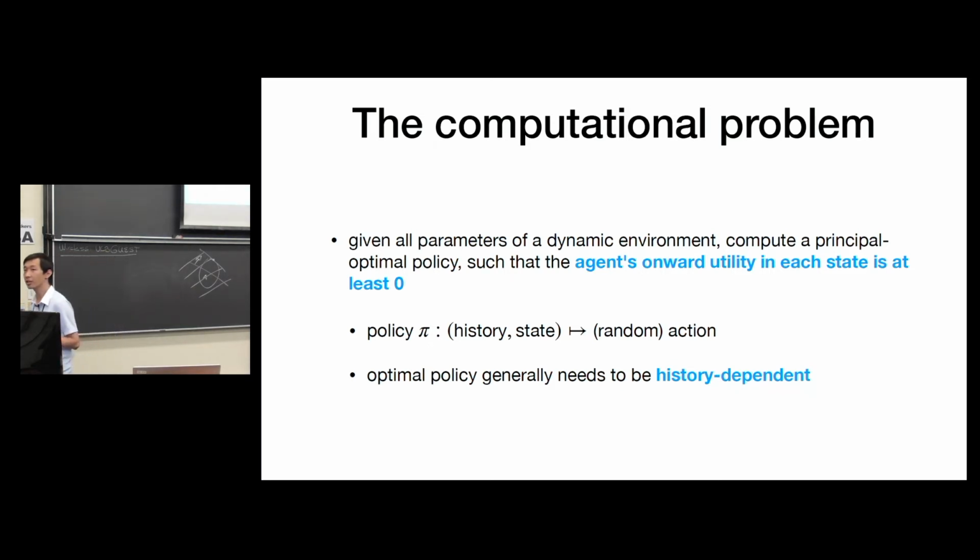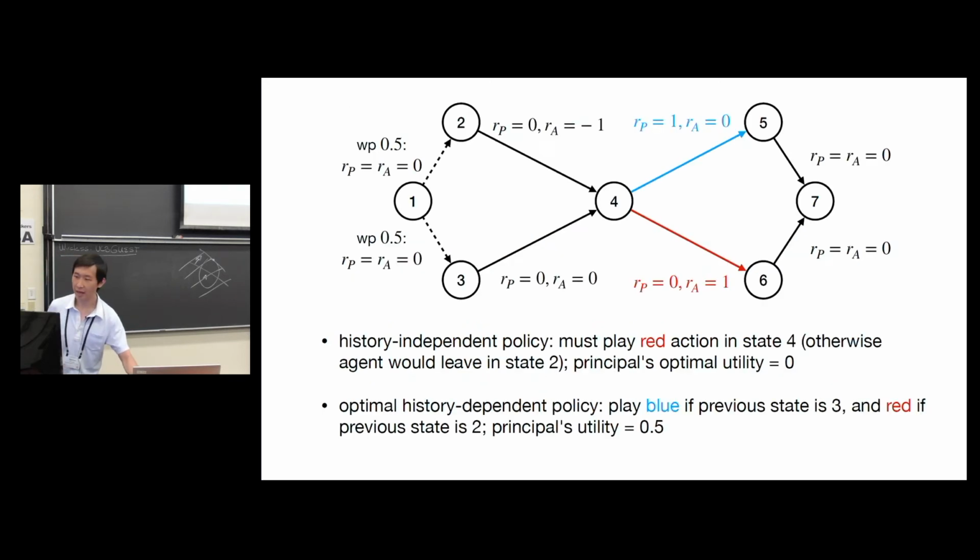So here we consider general policies that are history dependent. Those policies map each history state pair to a possibly random action. The reason that we do that, as I've told you just before, is that the optimal policy generally needs to be history dependent. So we don't want to be suboptimal. And actually here's one concrete example where any history independent policy is terribly suboptimal. This is kind of important, so I want to explain this.